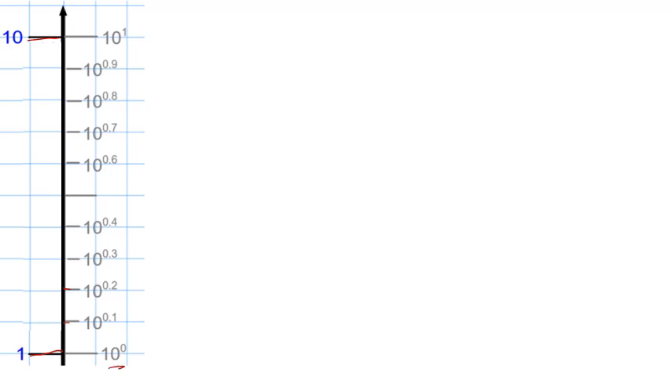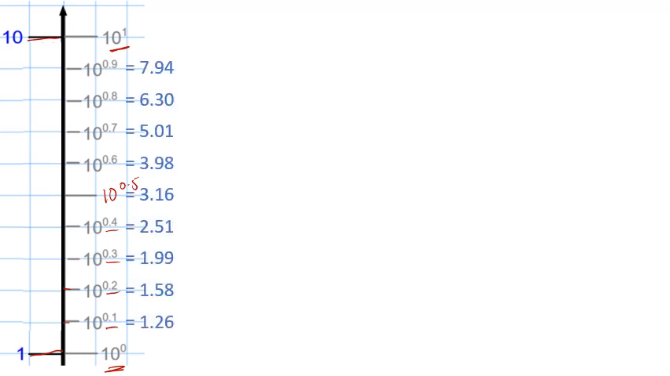Now, we're starting with 1 is 10 to the power of 0. Remember, anything to the power of 0 is 1. We're going up to 10, which is just 10 to the power of 1. So the 10 divisions as we go up through, each time we're going up 0.1 of a power. Now, if we were to use a calculator to work out what these values actually are, we'd get these.